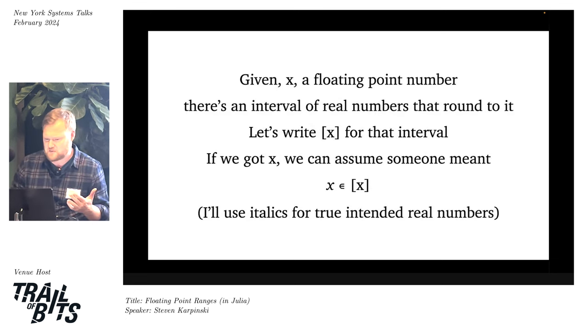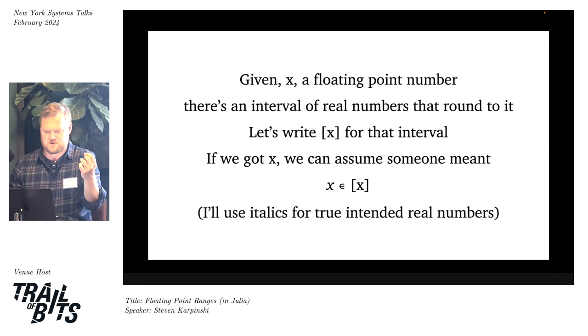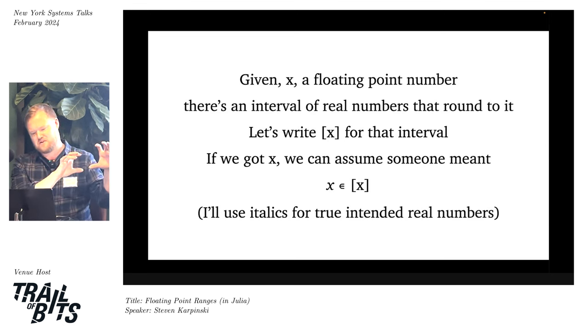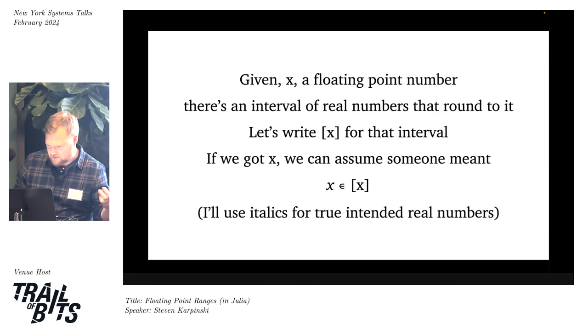All right, so for a given floating point number x, there's an interval of real numbers that round to it. There's a subtlety here, because we say x represents a certain rational exactly, but we also recognize there's a bunch of numbers we could have meant that would round to this, and so which one did we actually want? So we'll put x in brackets to represent the interval of those real numbers. x is a float, represented in memory. The interval of real numbers we're not representing in the computer, but we can think about it and make proofs about it. If someone gives us x, we know they meant some real number in that interval, and I'm going to use italic x for the real numbers.